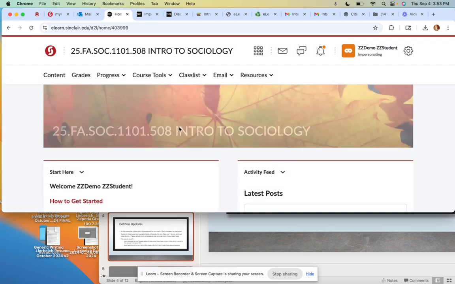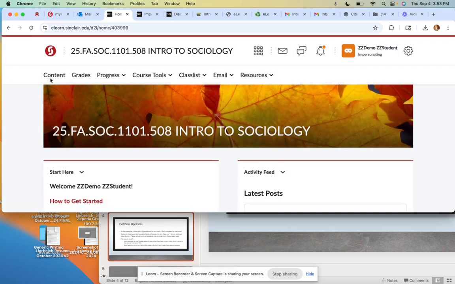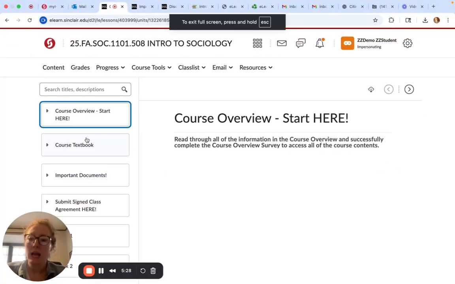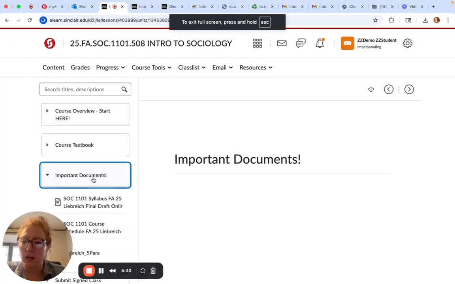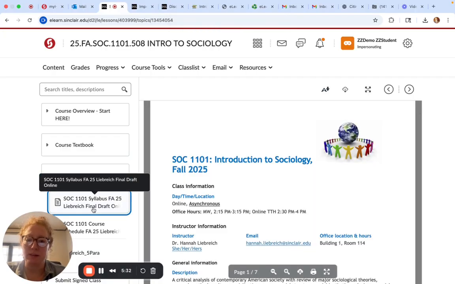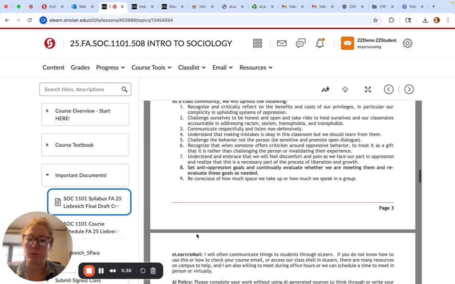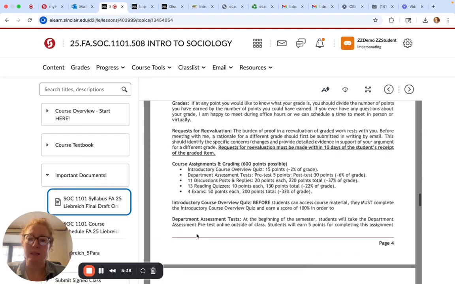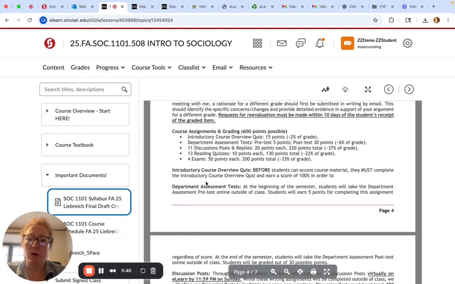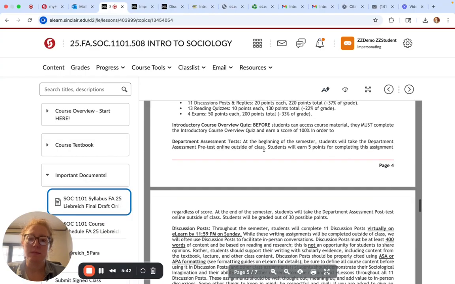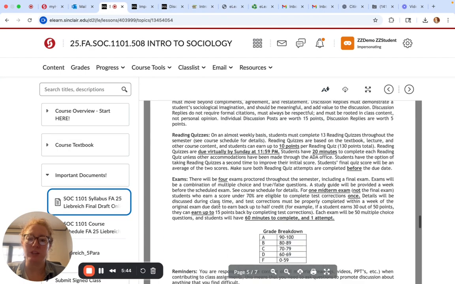All right, so if you go to content, and you go to important documents, here is our syllabus. If you ever have questions about how you're going to be assessed in this class, here are all the assignments. And then there's a little blurb for each assignment type.